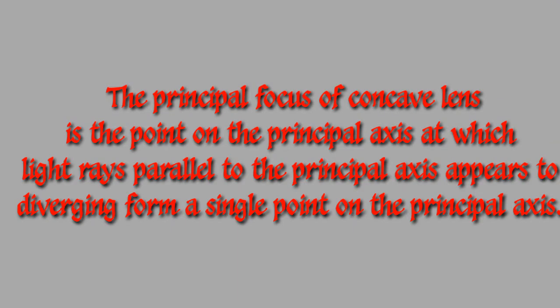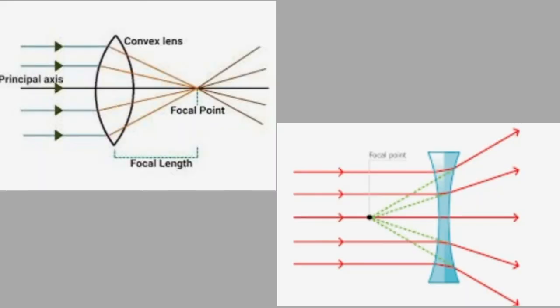So in the case of a concave lens, the principal focus is the point on the principal axis from which a parallel beam of light rays seems to diverge after refraction. Due to this converging action, the convex lens is known as a converging lens, and due to this diverging action, the concave lens is known as a diverging lens.